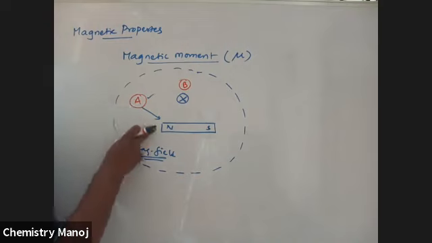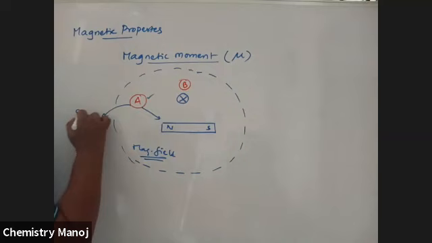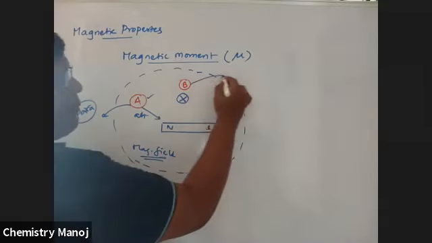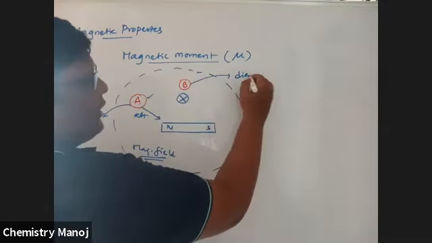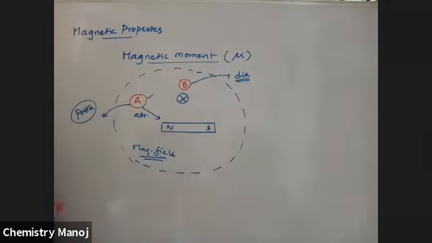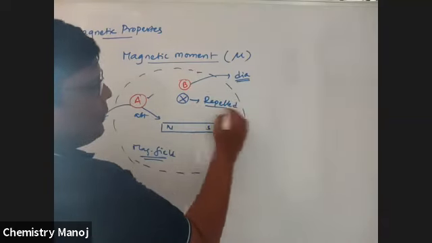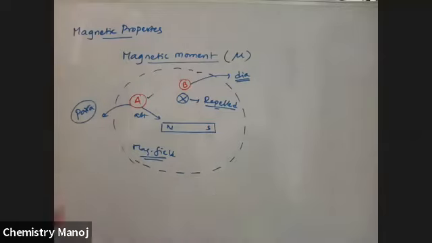Those substances which are attracted by the magnet when placed in a magnetic field are called paramagnetic substances. Which are not attracted by the magnet are considered as diamagnetic. Not attracted means repelled. Which is not attracted by the magnet, that is repelled, are considered as diamagnetic. Which are attracted by the magnet, that is called paramagnetic.